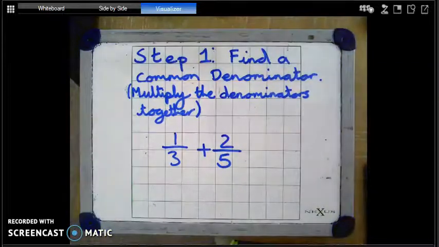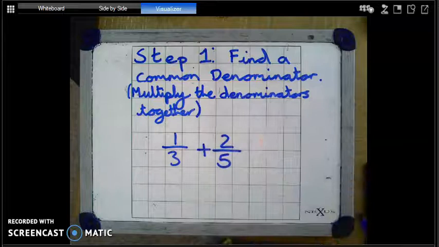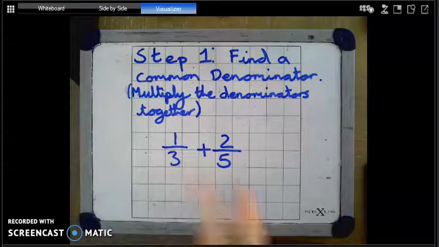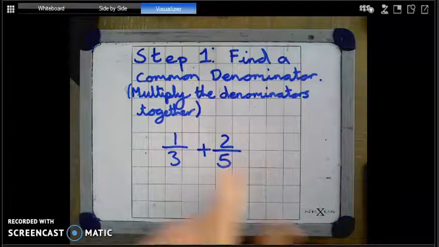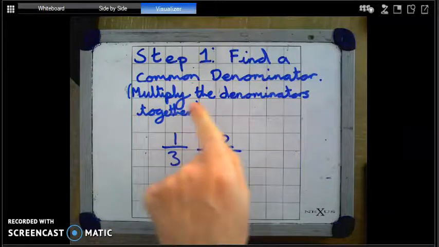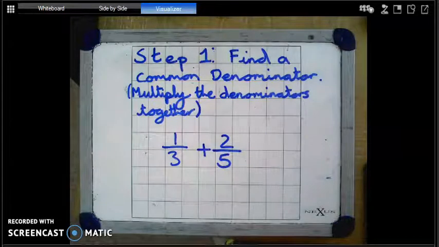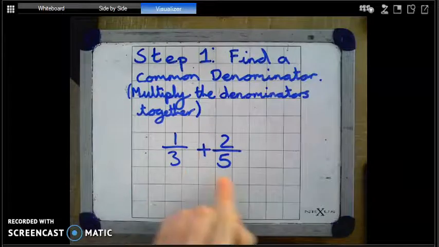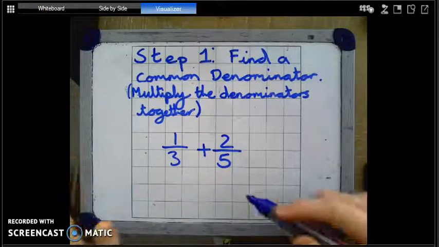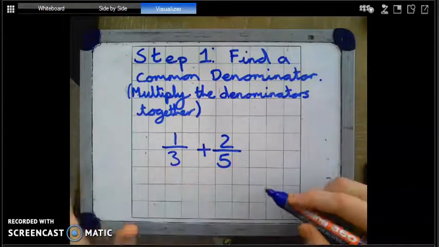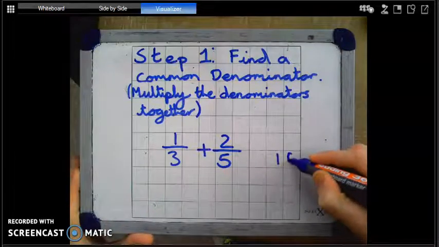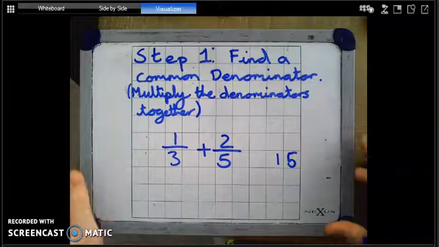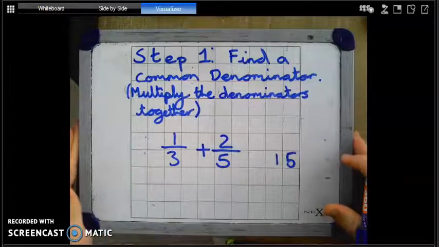Step 1, we need to find a common denominator. And that just means that the denominator has to be the same. The easiest way to find a common denominator is to multiply the two denominators together. As we see here, our denominators are 3 and 5. So if we multiply 3 by 5, we get 15. So our common denominator is 15. That's step 1, finding the common denominator.